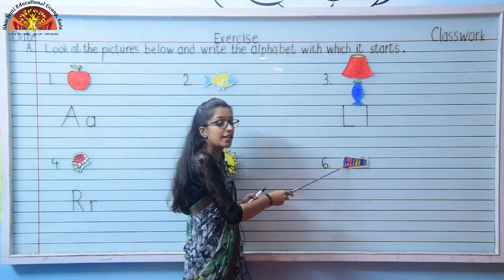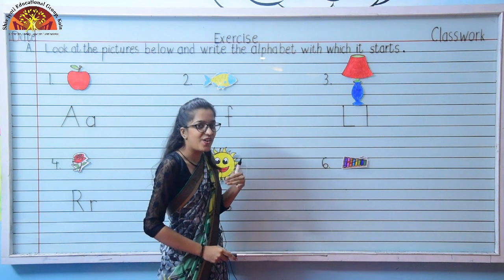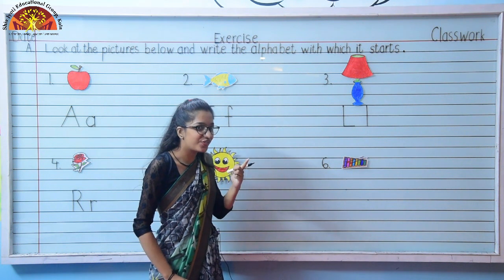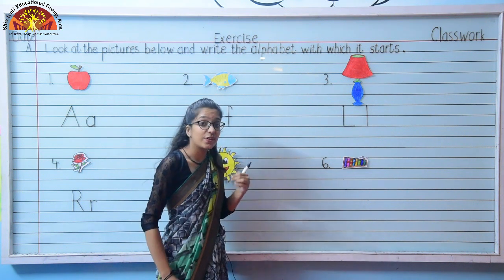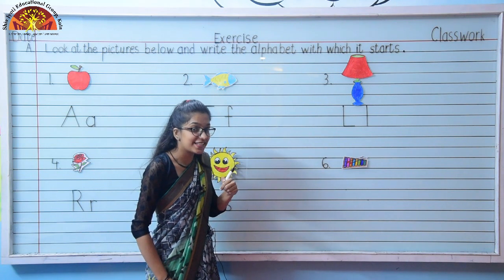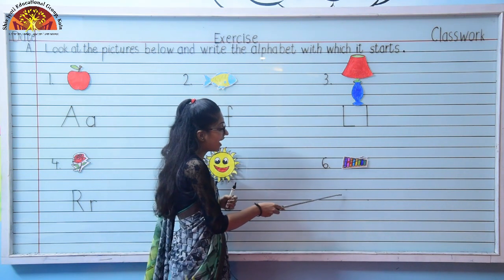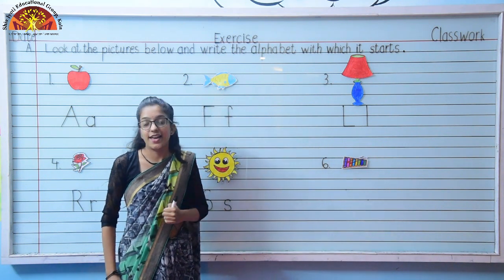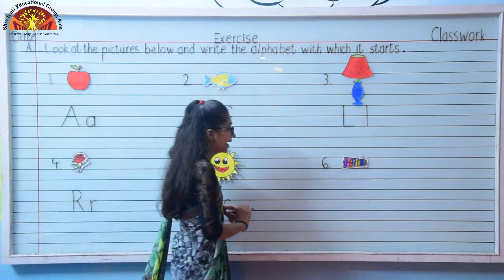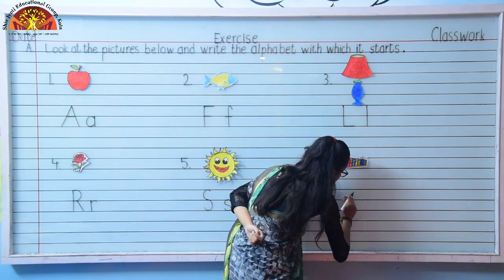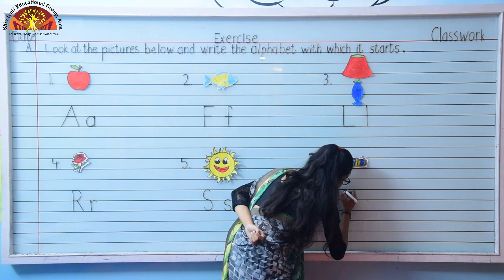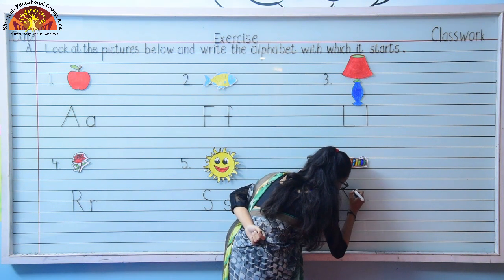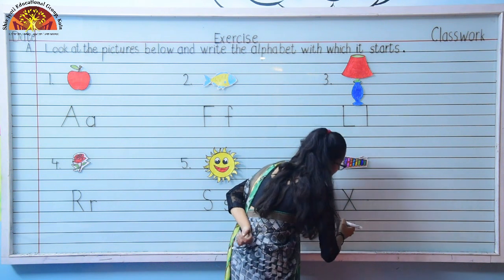Now what is this? This is a picture of xylophone. X for xylophone. So this spelling starts with X. So here we have to write capital letter X and here we have to write small letter x. So let's write, first we will write capital letter X. So draw one slanting line, one more slanting line like this.